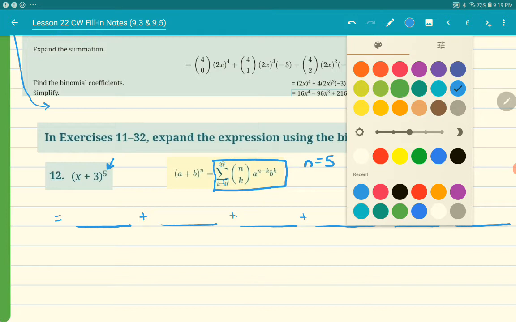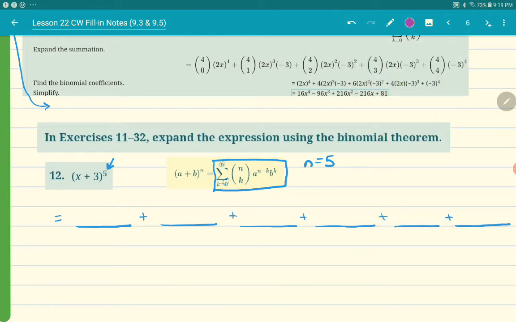Let's see, what color should I use next? I'll use purple. Okay, so now I look up here, my sum is always a product of A and B. And what's A here? A is x and B is the positive 3. So A equals x, B equals positive 3. And each term in this sum is A to some power times B to some power. Everything's A times B. So I'm going to do an A times B, and then we'll go back and put in the exponents in a little bit.